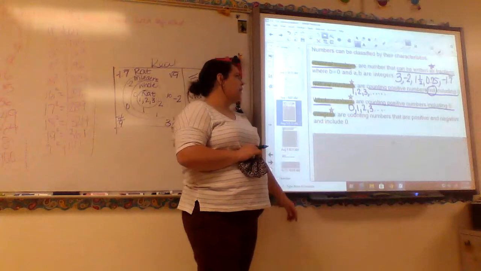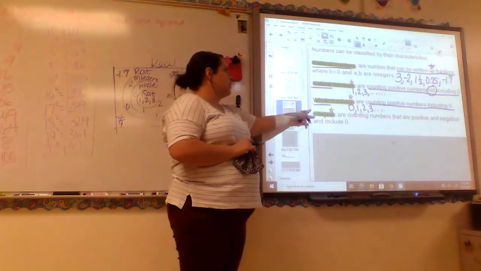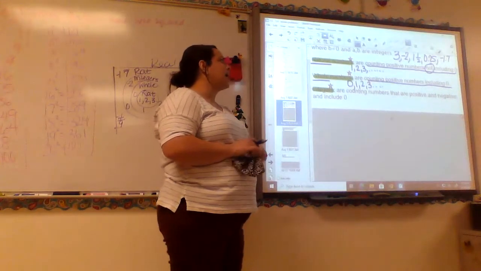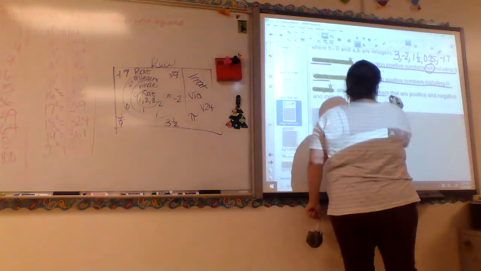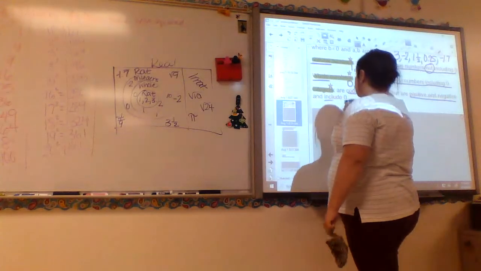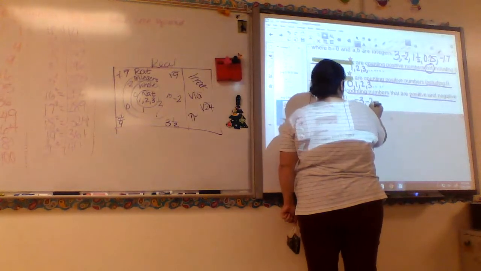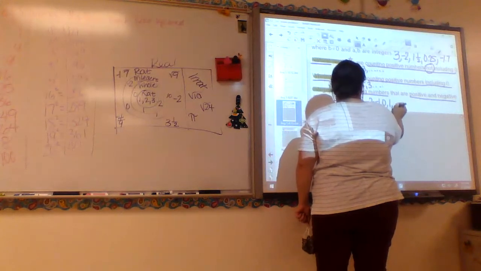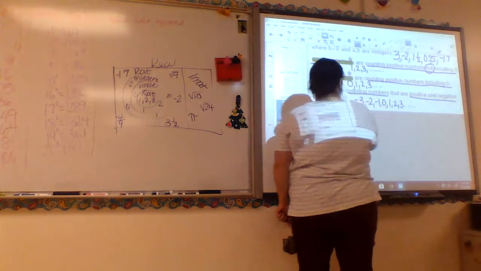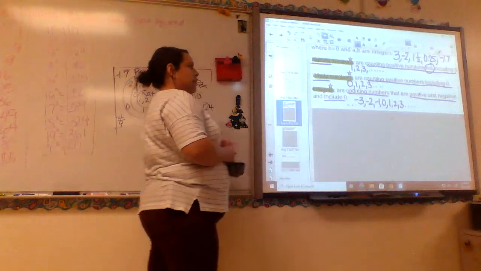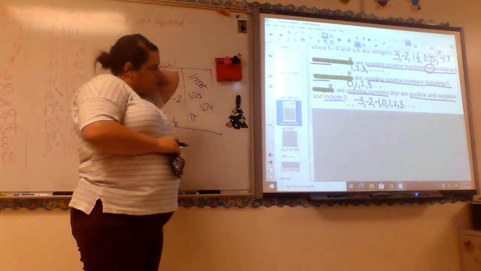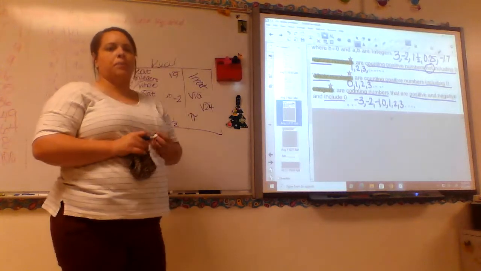All right, and then there is the integers. The integers are positive and negative counting numbers, including 0. So like -3, -2, -1, 0, 1, 2, 3, and so on. All the positive and negative counting numbers. We just got one more.